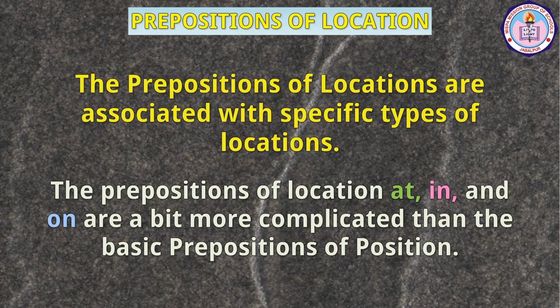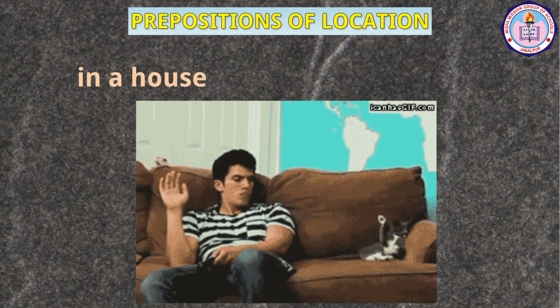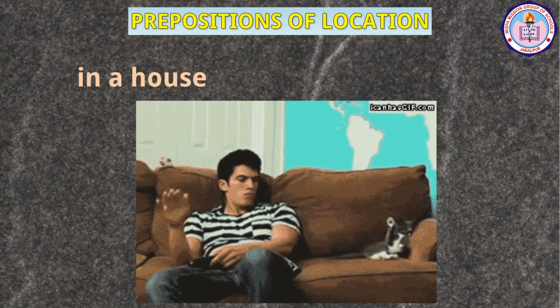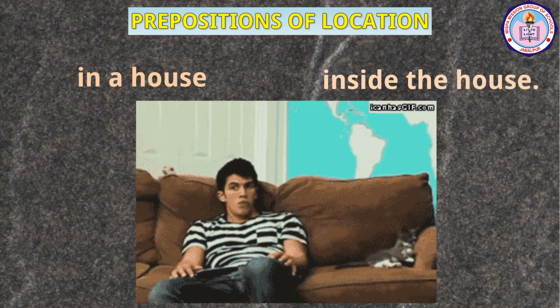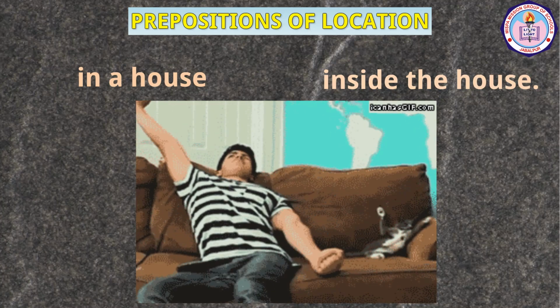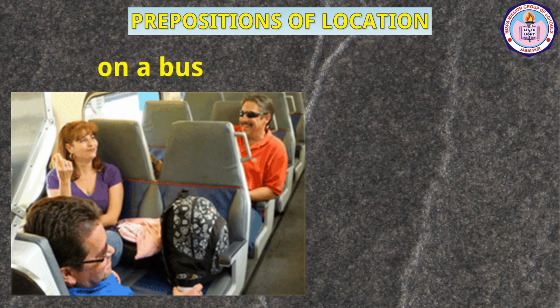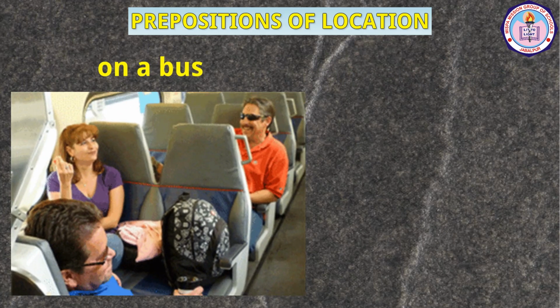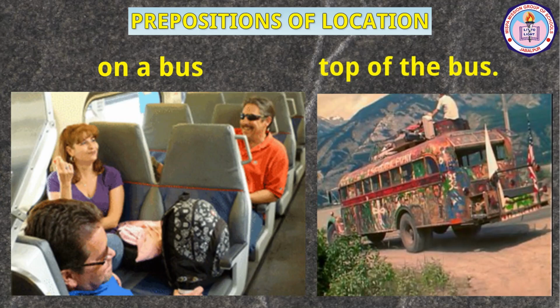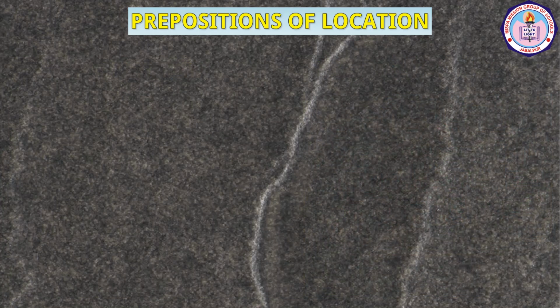Sometimes the location prepositions are logical. For example, in a house makes sense because you are physically standing inside the house. Other location prepositions are less logical. For example, on a bus means inside the bus rather than standing on top of the bus. Here is a list of location prepositions and the types of locations they are associated with.